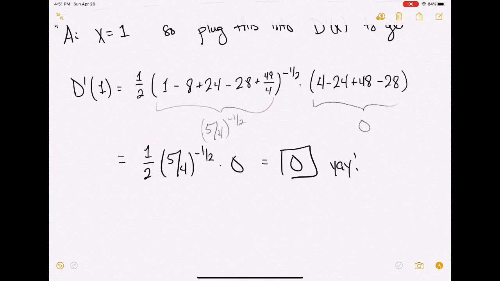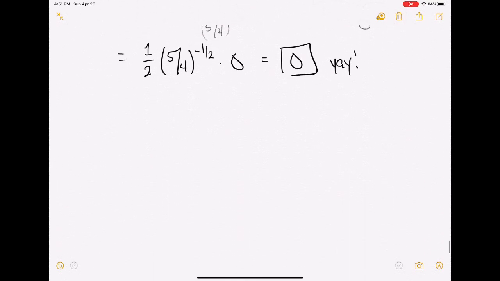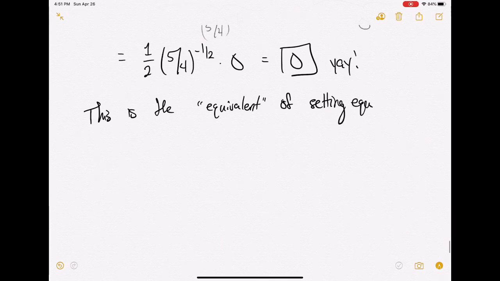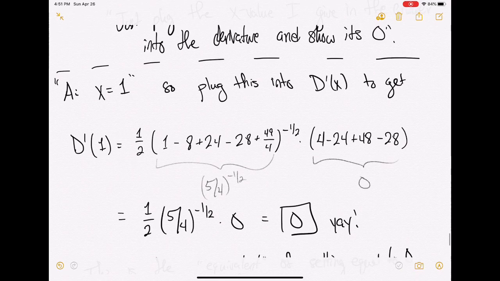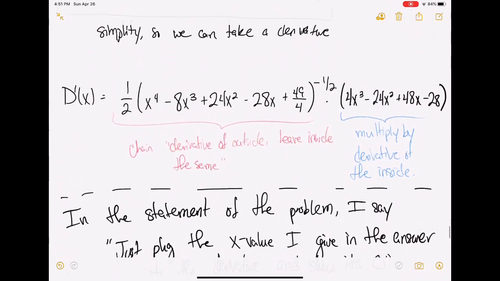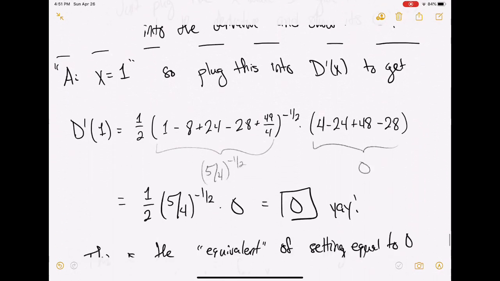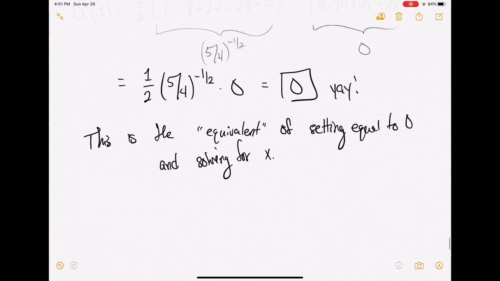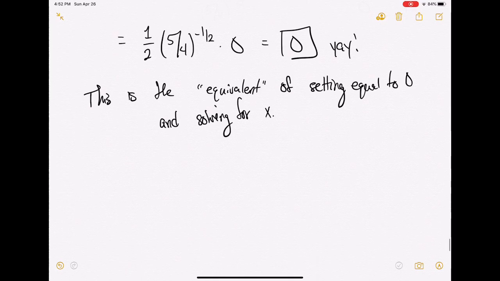Yay. So in some sense, this is the equivalent of setting equal to 0 and solving for x. In this case, solving for x is pretty hard, and I chose the numbers so that it would work for x to be equal to 1, and it does. So that's actually what we want to do. So since that's 0, then we're done.